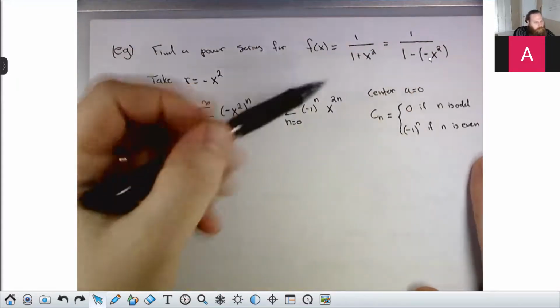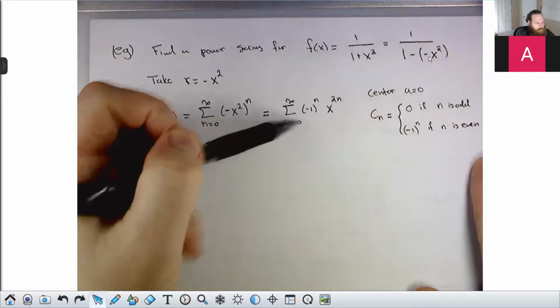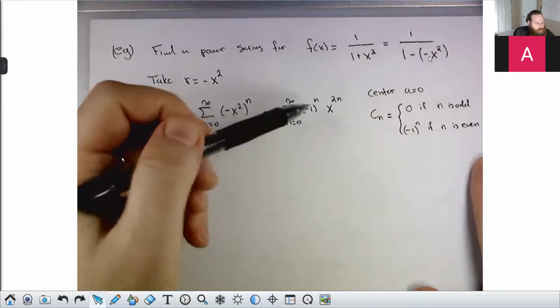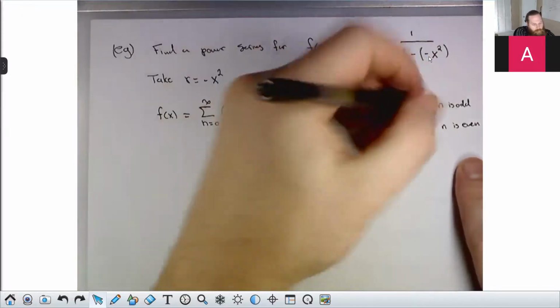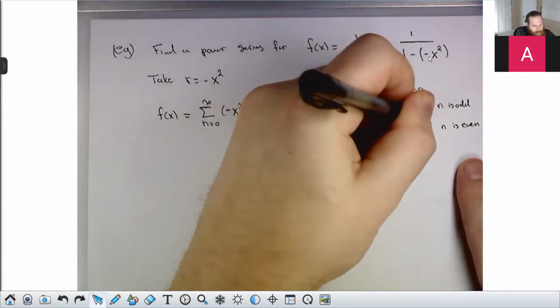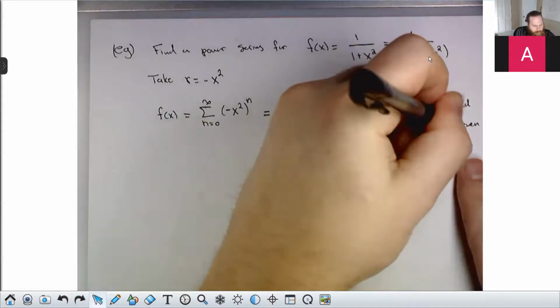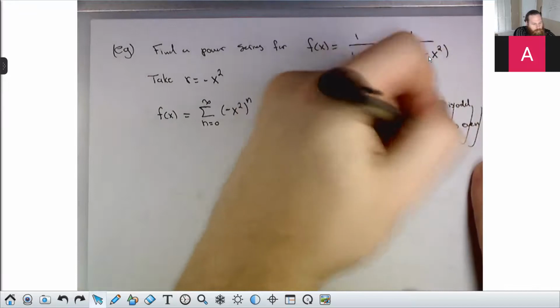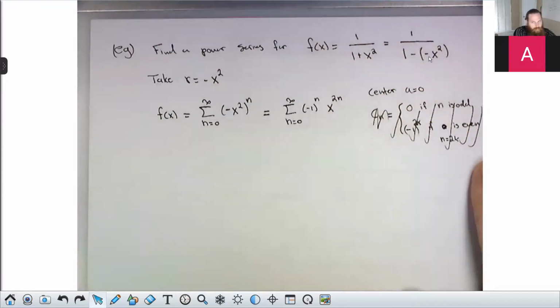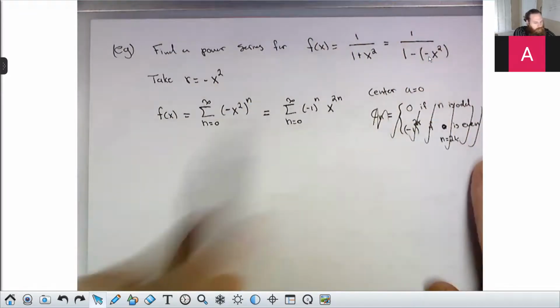Actually, no, it's not that simple, right? If n is 0, that's even, and this is 1. If n is 1, that's odd. Oh, no, it doesn't work like that. So this would actually be negative 1 to the 2k if n equals 2k. Let me try this one more time. I want to show you exactly what I mean. I don't want to confuse you with this stuff without explaining it.